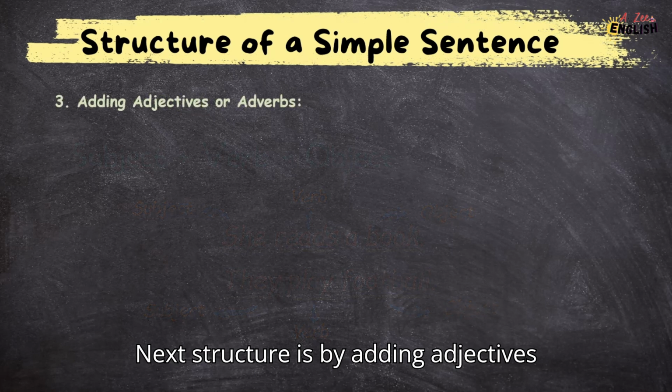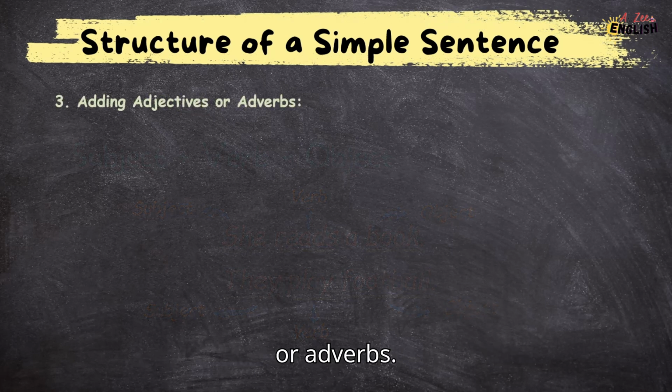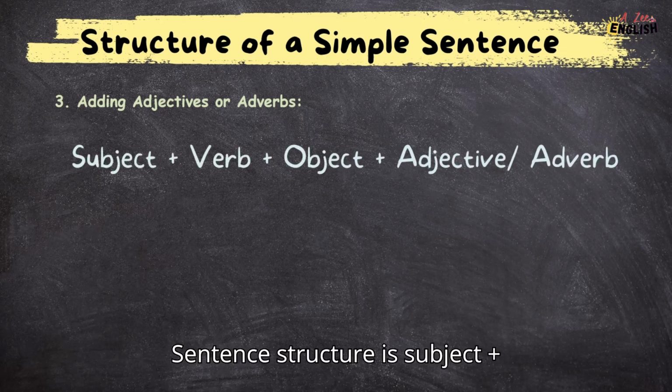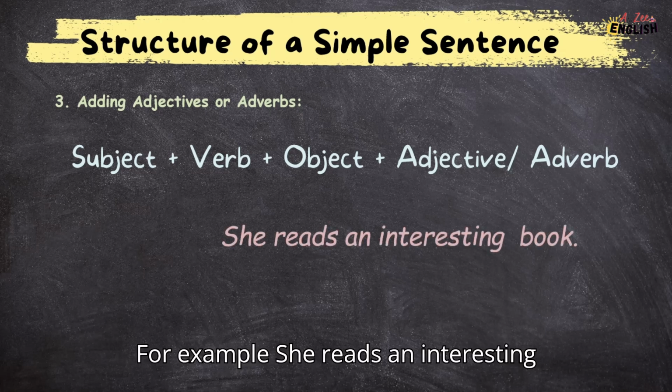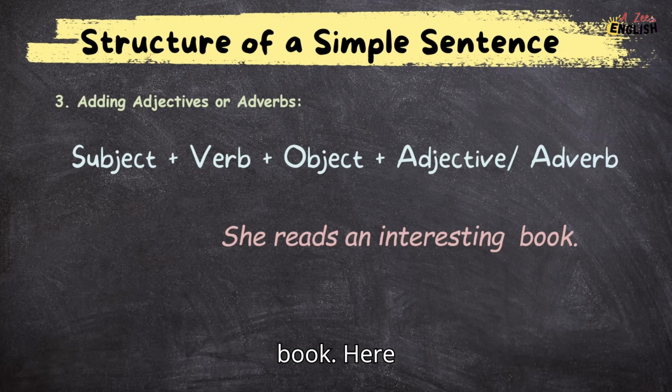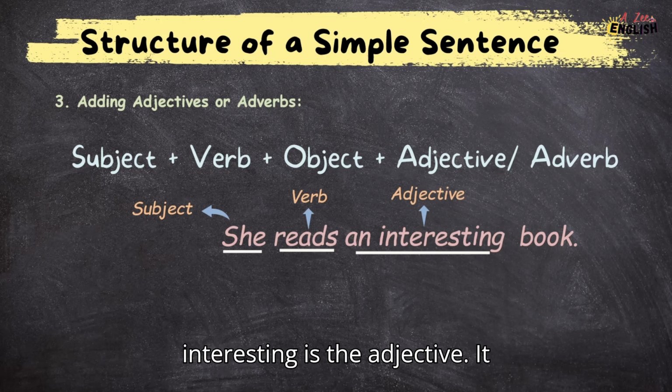Next structure is adding adjectives or adverbs. Sentence structure is subject plus verb plus object plus adjective or adverb. You can also make your sentence more descriptive by adding adjectives or adverbs. For example, she reads an interesting book. Here, interesting is the adjective. It tells us more about the book.